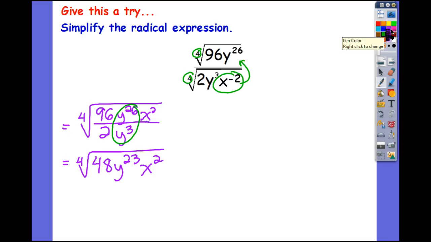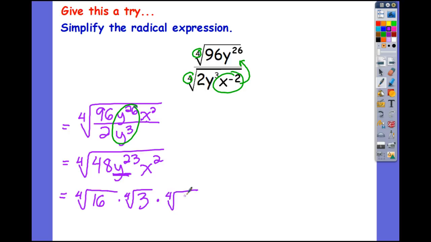And then from here, you'd want to look to break it down. So are there any perfect 4th factors of 48? Well, sure. 2 to the 4th is 16. So I could write this as 4th root of 16 times 4th root of 3. And if you're looking at this, instead of writing a bunch of groups of 4, well, 4 divides into 20 evenly. So 20 is a multiple of 4. So I'm going to write this as y to the 20th. And then I have 23 y's, so I'd have 3 left over. And then that x term is fine because your exponent on x is smaller than your index.